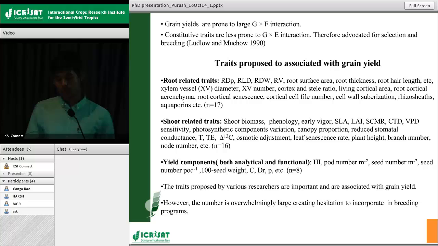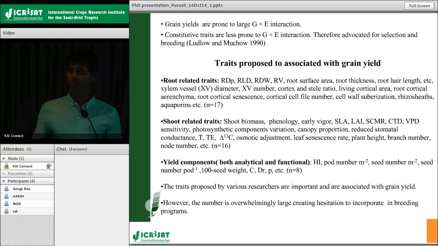When taking up drought tolerant breeding, a constitutive trait, or a trait that is well associated with grain yield, is suggested to be selected for rather than the grain yield itself. As everybody knows, grain yield is prone to G by E interaction.